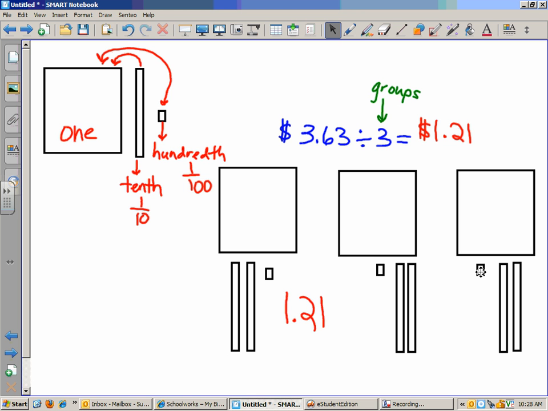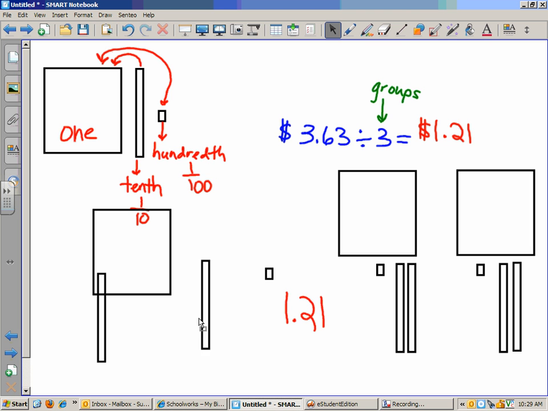And that's, like I said before, all you're going to be doing tomorrow. I'm going to give you either a story situation, or I'm just going to give you an equation, and I'm going to ask you to use the base 10 blocks in your group and model what that looks like.